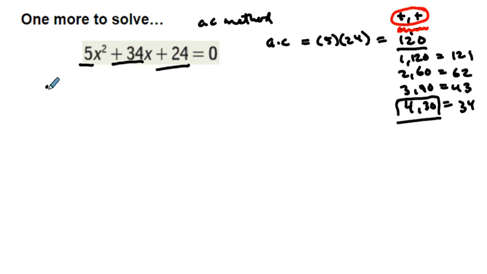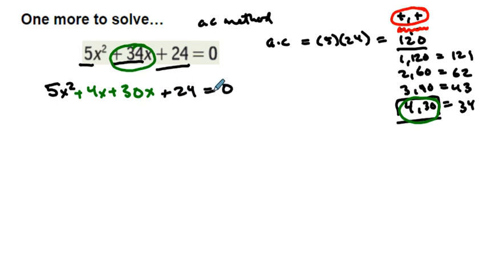So now let's rewrite this by decomposing our B term into these guys right here. So plus 4x plus 30x, and then finishing it out with plus 24 equals 0. All right, so let's do our factor by grouping.